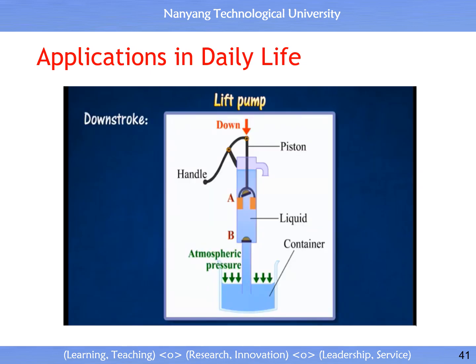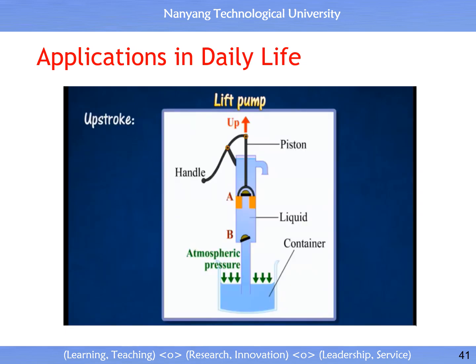When the piston is pushed downwards, the valve B closes, and the valve A opens to allow air to move out through the piston. During the upstroke, A closes and the pressure inside the barrel is reduced due to the increase in volume of the air inside it. This causes the liquid to be pushed into the barrel by the atmospheric pressure acting on the liquid surface.